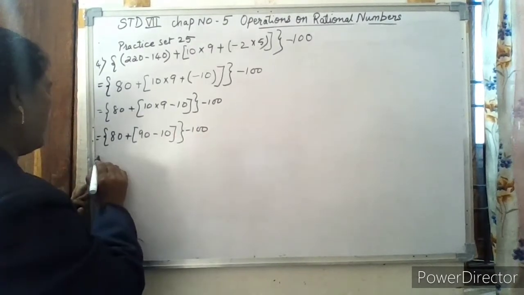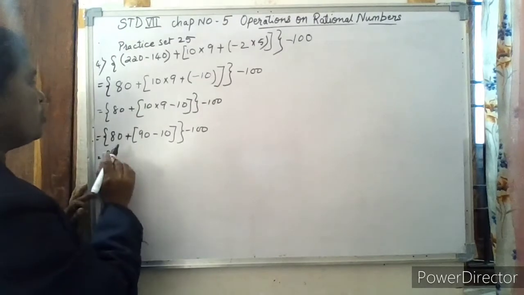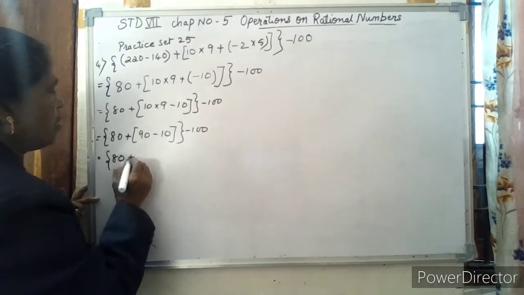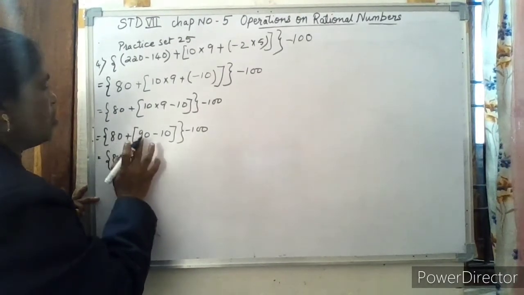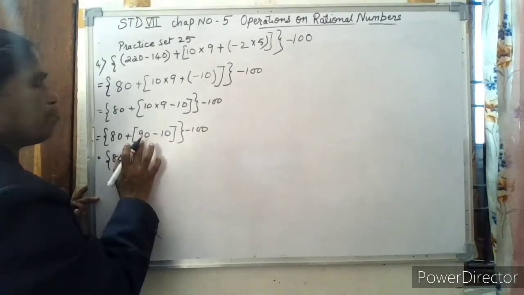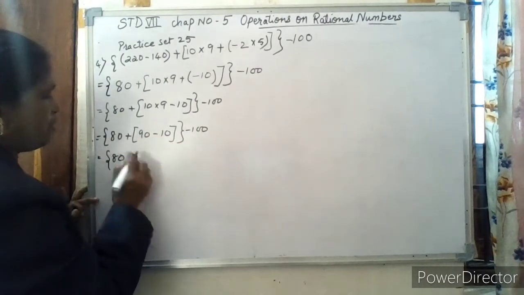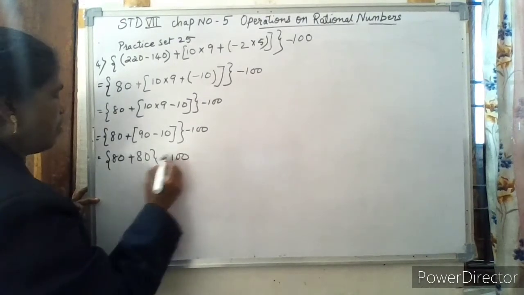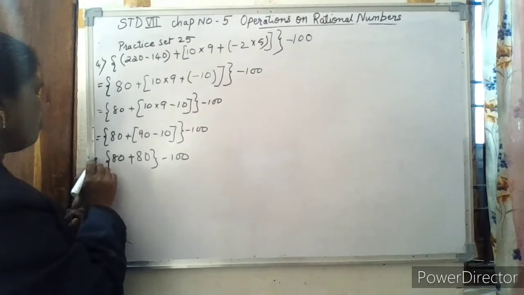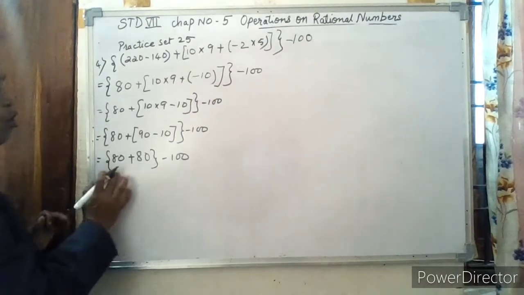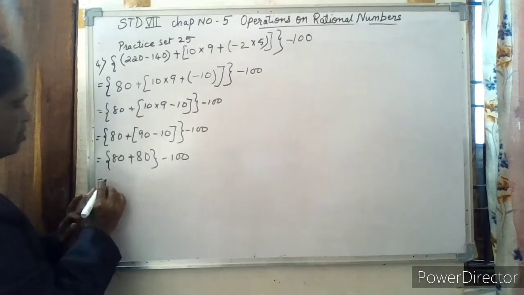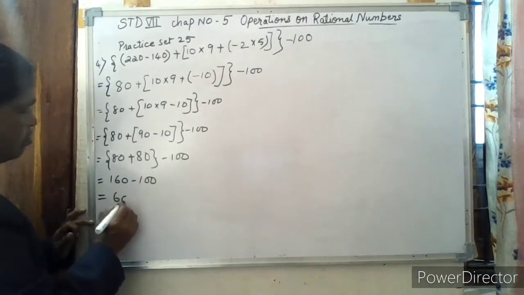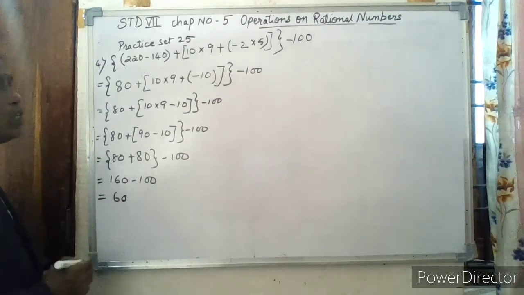Now this is equal to, square bracket solve and remove it. 80 plus 90 minus 10 is plus 80. Plus into plus is plus 80. Then brace bracket close, minus 100. So again this is equal to, now open the brace brackets. 80 plus 80 is 160 minus 100. This will give you 60. So this is the solution of the simplification.